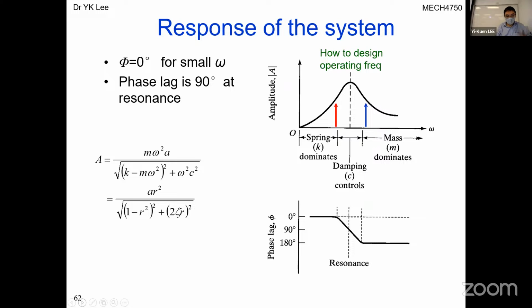It is also quite important to understand how we can design the optimized frequency range for a rotating machine like an engine. Under the low frequency range, it is most likely spring dominant. If you look at the driving frequency omega much larger than the natural frequency, then it's mass dominant, so we can easily analyze the system.